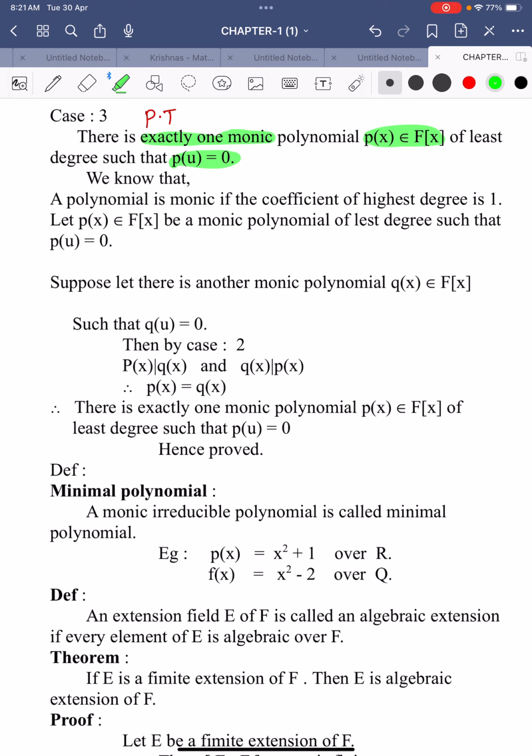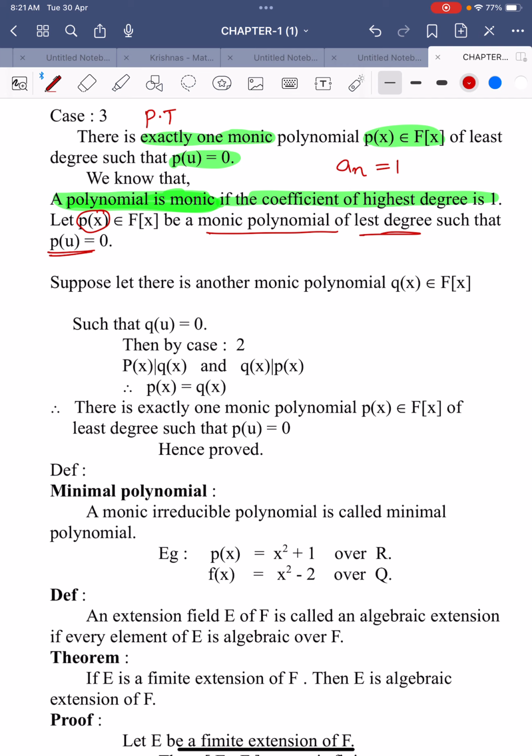Here we repeat the definition of monic. A polynomial is monic if the coefficient of the highest degree is 1. Any polynomial is said to be a monic polynomial if the leading coefficient an is equal to 1. Here also the polynomial p of x is a monic polynomial of least degree such that p of u is equal to 0. Actually our aim is to show that there is only one polynomial with this property.